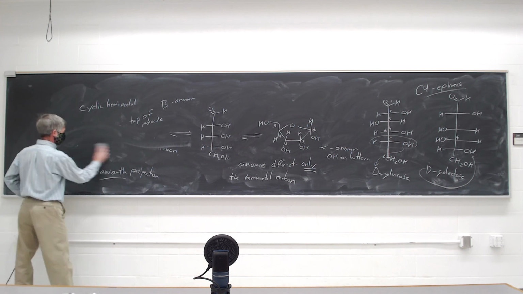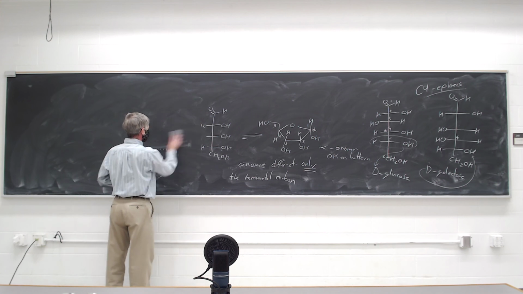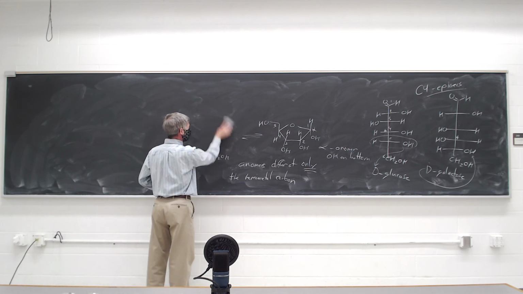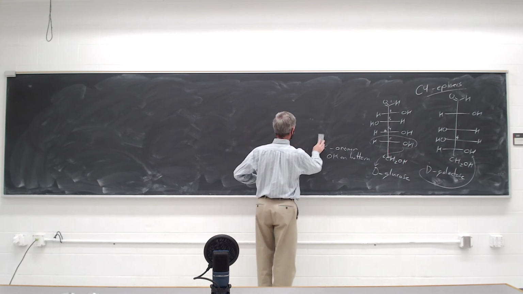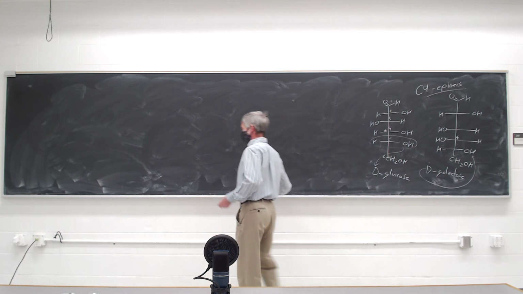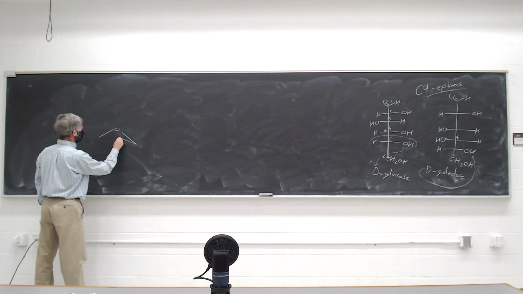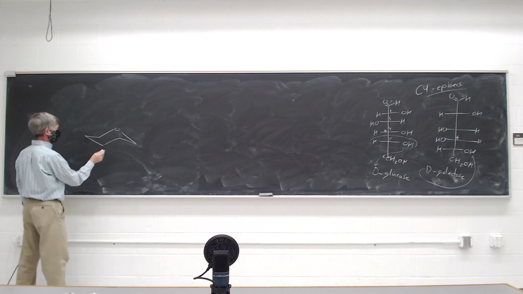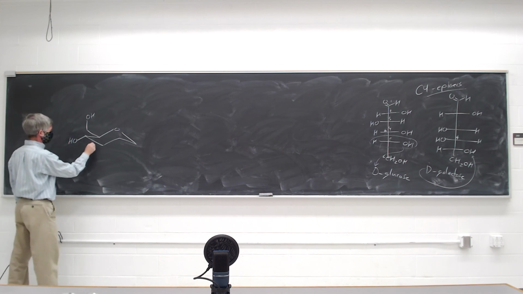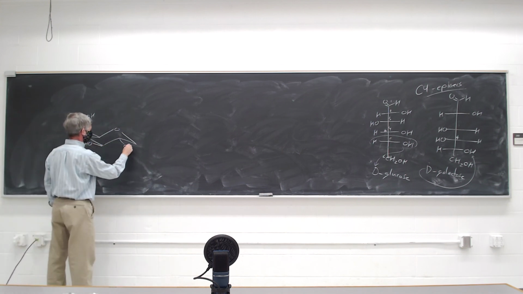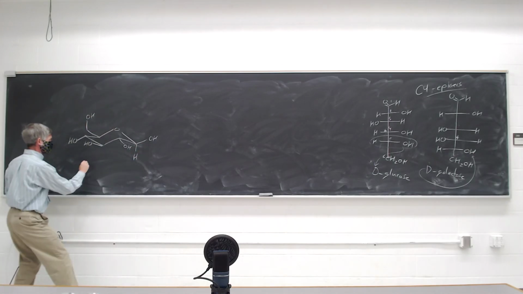Haworth projections are fairly commonly used in sugars, but they're not really a very good representation because the ring isn't really planar. So what you'll find is that usually the sugars are actually drawn as a chair form. So if you are D-glucose in chair form, you look like this. This would be beta D-glucose.